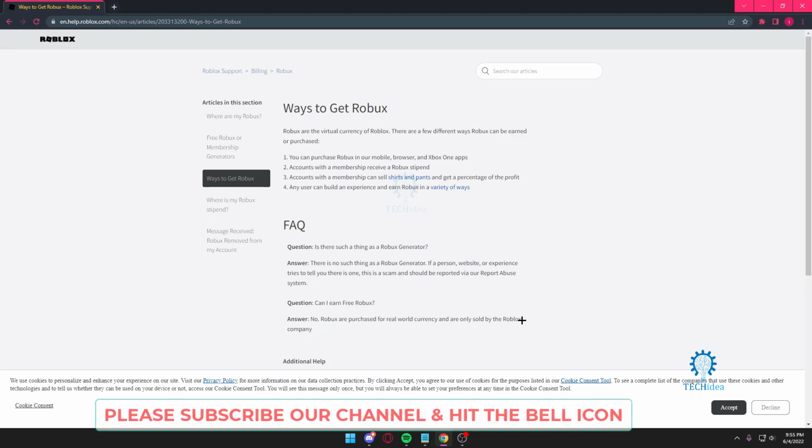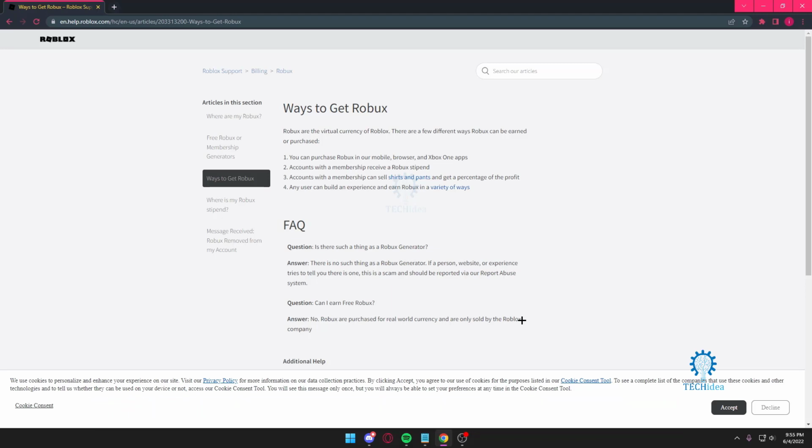Now, one of those ways is if you have a premium membership in Roblox, you get some Robux monthly, but you will have to purchase the membership. Now, if you have that membership, you can sell shirts and pants, as you can see over here, and you get a percentage of the profit. You don't get the entire money, but you can get the percentage.